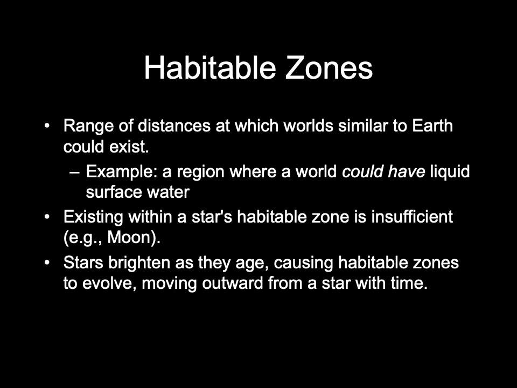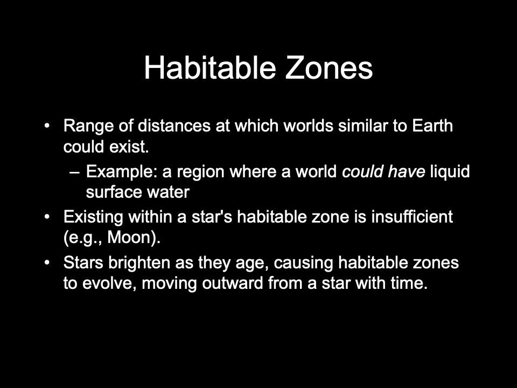Because water is so important for life as we know it, we define what's called the habitable zone around a star as the range of distances from a star in which worlds like the Earth could exist. And what we specifically mean by that is a region where a world could have liquid water on the surface and have it be stable.